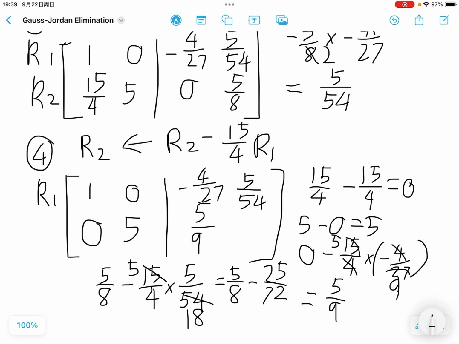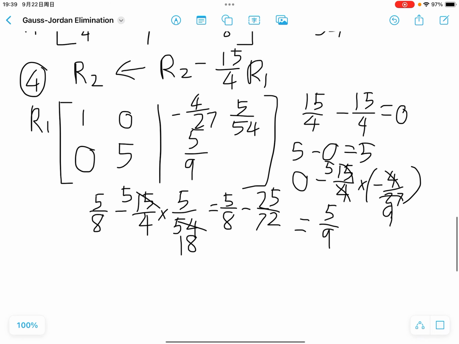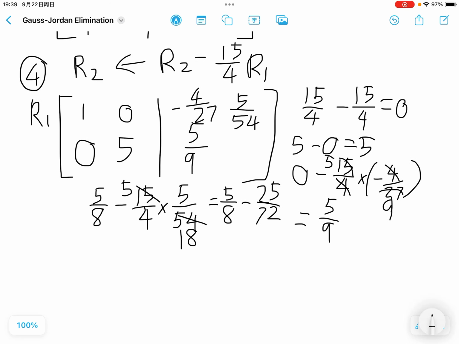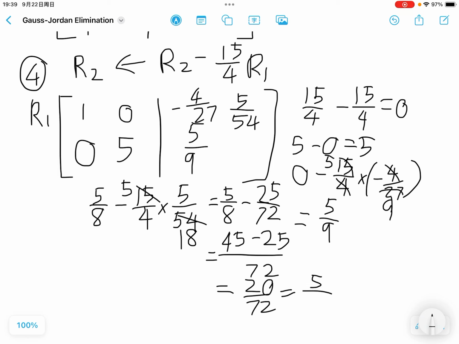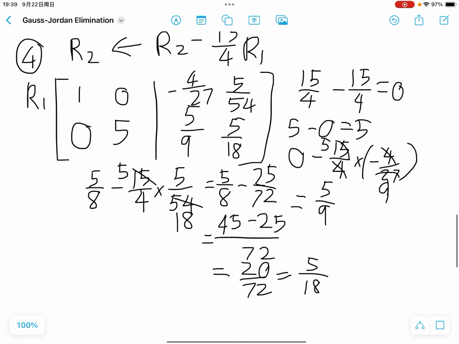So we want to have common denominators. So we want to multiply the top and bottom of this by 9. So 5 times 9 is 45, minus 25. 8 times 9 is 72. So the result is 20 over 72, which is essentially just 5 over 18. So we have 5 over 18. Now we want this to be 1.